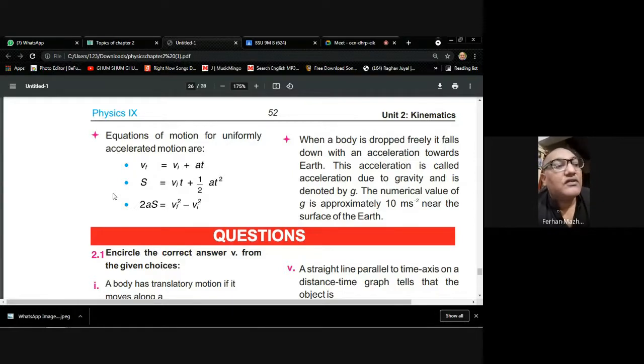if the velocity is constant, the acceleration is zero. That formula is only applicable there. Otherwise you will apply these formulas. So these should be on your fingertips. Vf is equals to Vi plus At, S is equals to Vit plus half At square, 2AS is equals to Vf square minus Vi square.